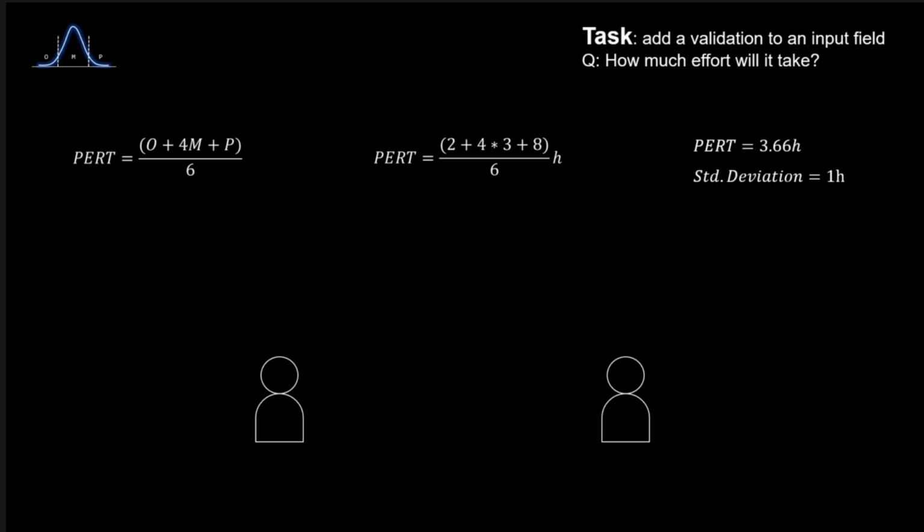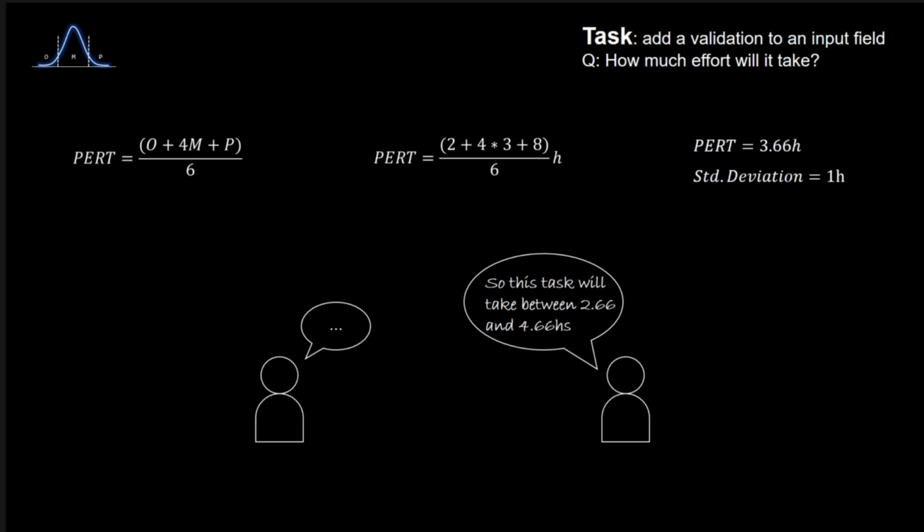So now we can state that adding validation to an input field is expected to take between 2.66 and 4.66 hours, with 70% confidence. In the corporate world, such level of transparency is very valued. It conveys acceptable levels of certainty while leaving room for unforeseen events and risk management.